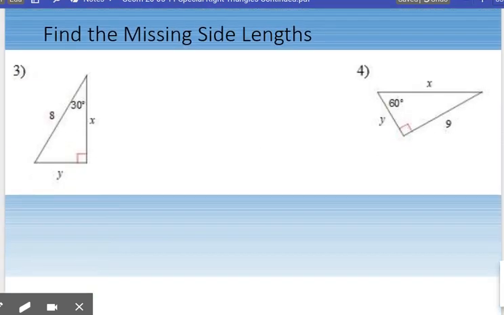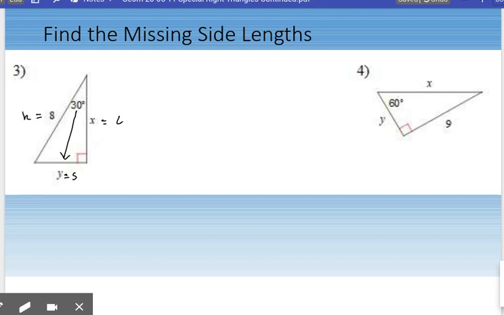Go ahead and pause the video and complete these 2 problems. Okay, again, remember, we're always making sure we find where the short leg is. So there's my 30 degrees. This is the short leg. This is the long leg. This is my hypotenuse. So we're starting with the hypotenuse now.